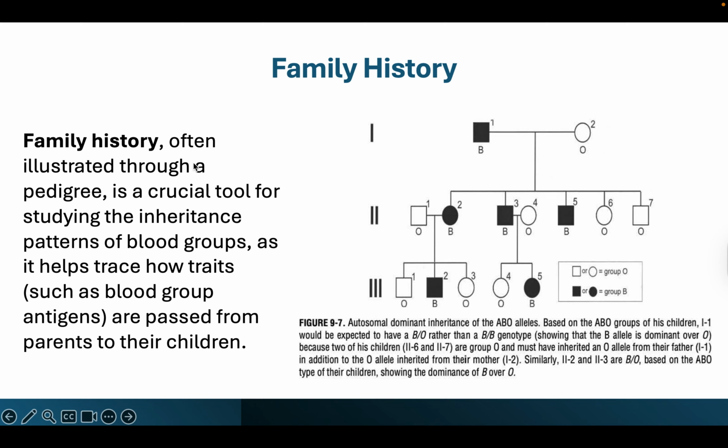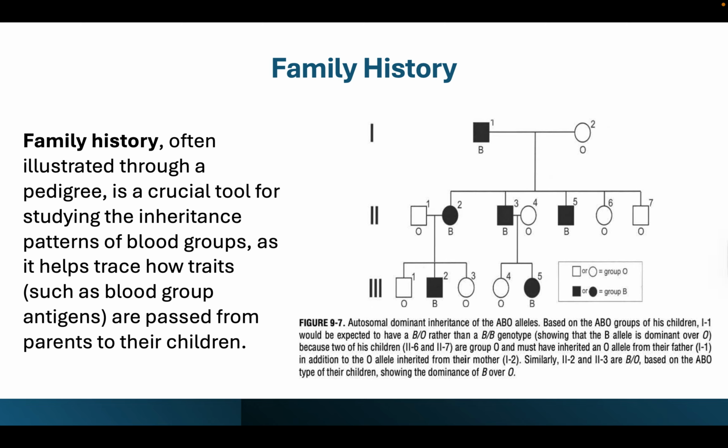The family history, often illustrated through the pedigree, as you can see here in the image, is a crucial tool for studying the inheritance pattern of the blood group, as it helps trace how traits such as a blood group antigen are passed from the parents to their children. For example, here we know that the blood group is B. We know that the other parent has the O blood group, but we don't know the genetic makeup for both of them.